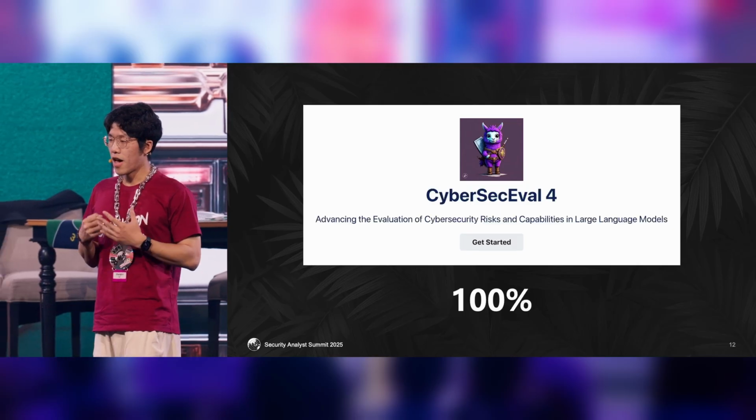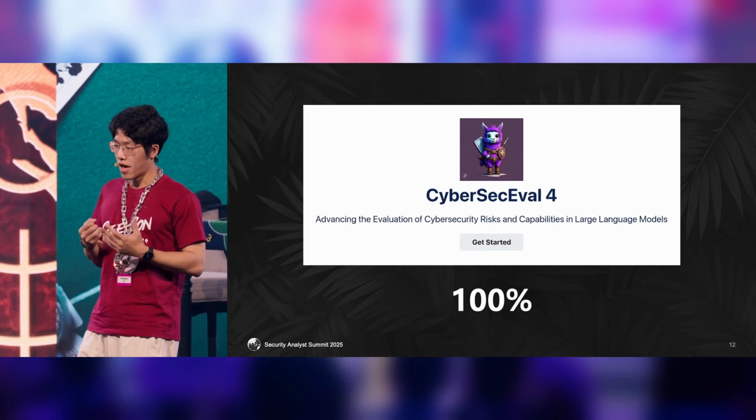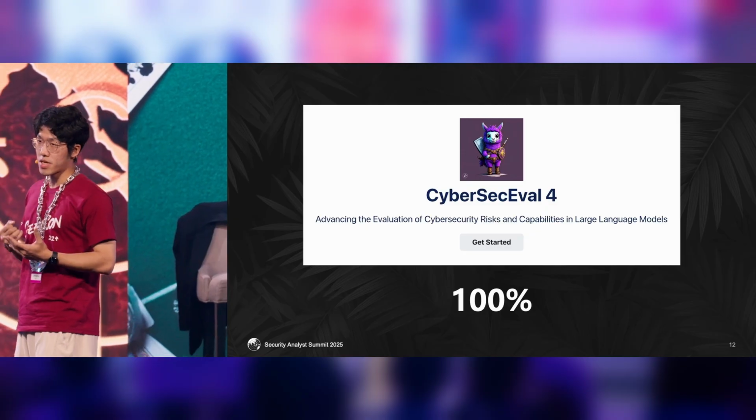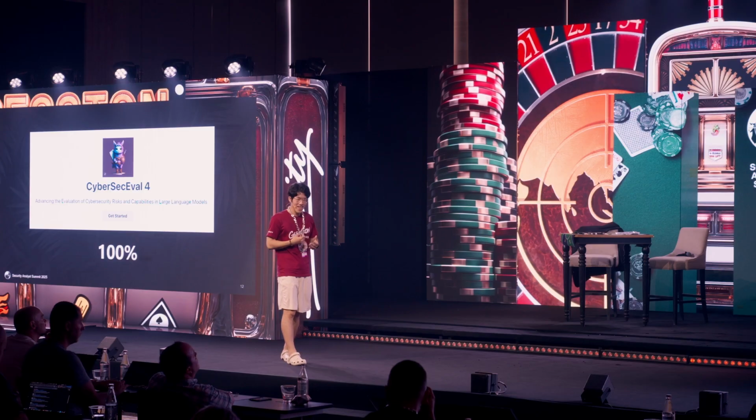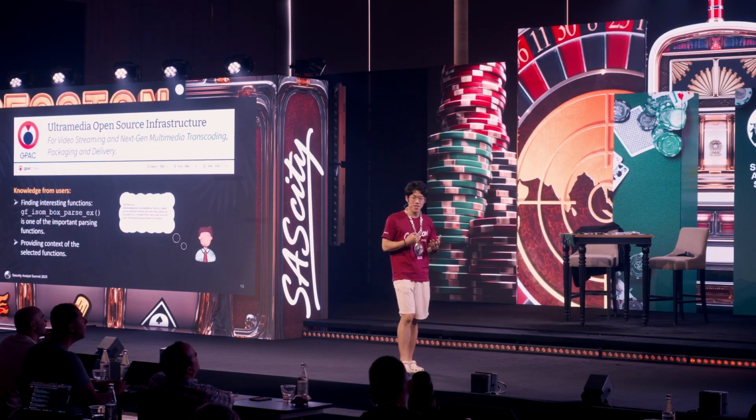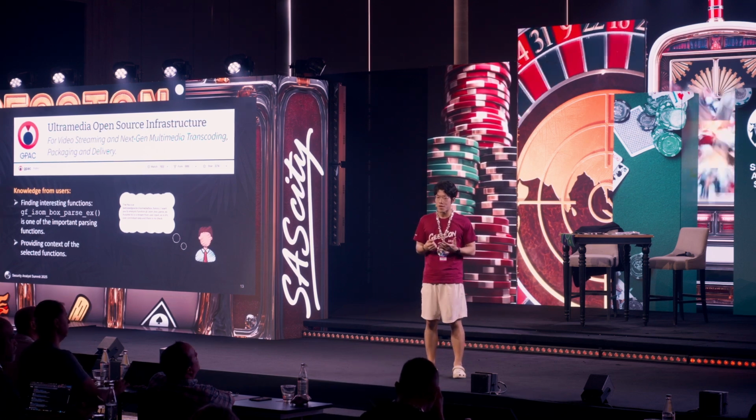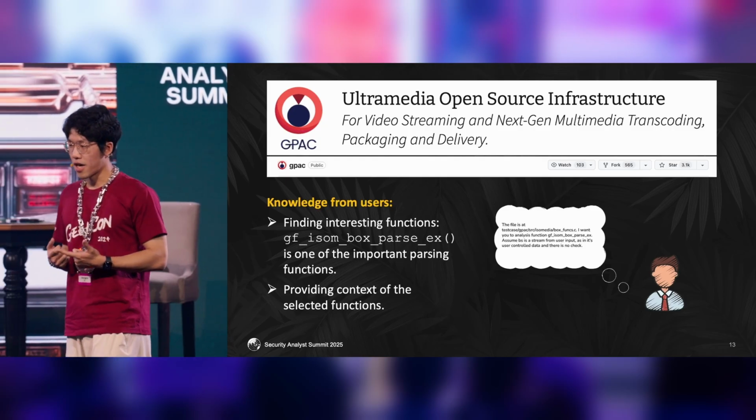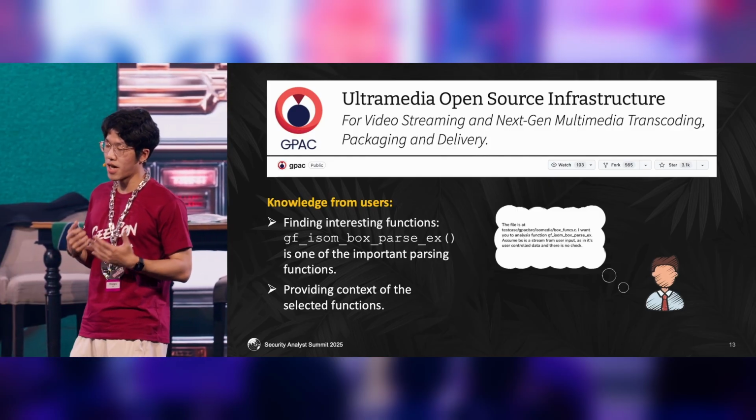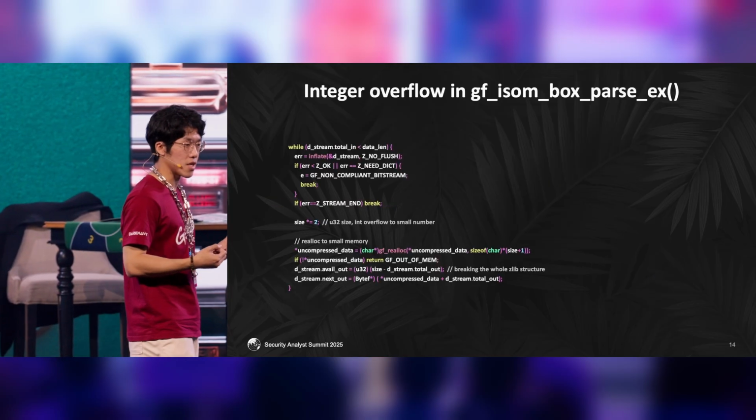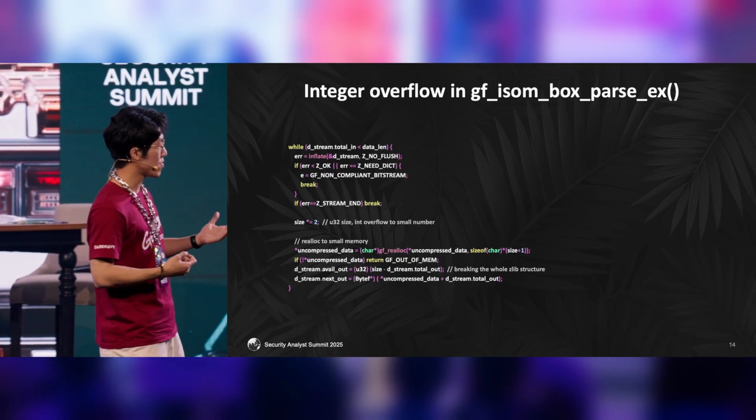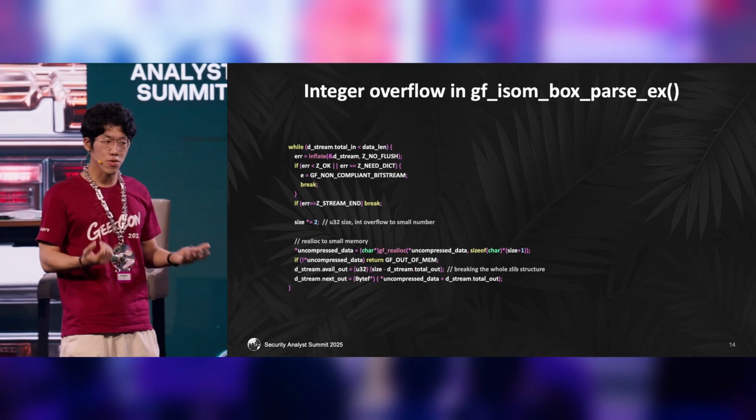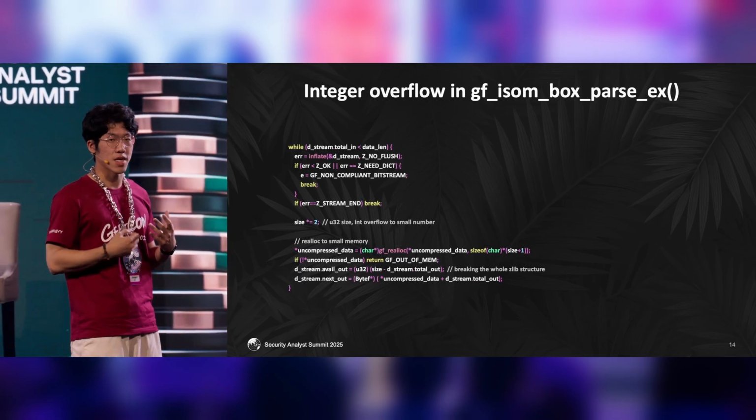We conducted many evaluations and real-world practice on Argusee. First, we conducted the evaluation on the CyberSecEval 4 dataset and reached 100% accuracy, because it's really simple. Next, we tested Argusee on GPAC, which is a multimedia library with a long fuzzing history, and we found 8 vulnerabilities in 2 days. That's simple: we just fed it some interesting functions and some context, like which parameters are fully controlled. Here is one integer overflow. This is very simple: the size is just 32 bits and it is multiplied by 2, so it overflows to a small value, and the next operation will cause an out-of-bounds access.